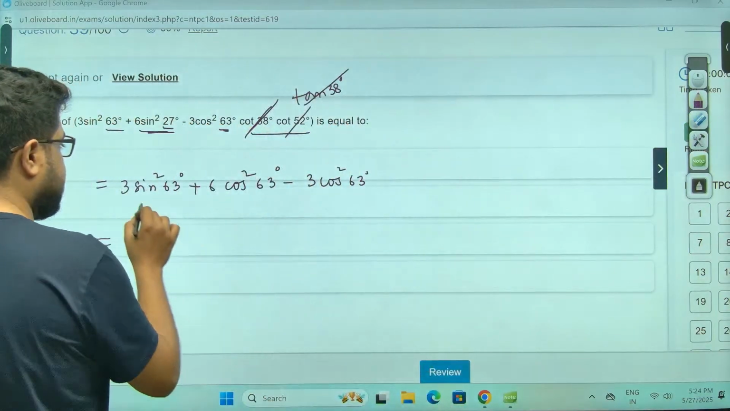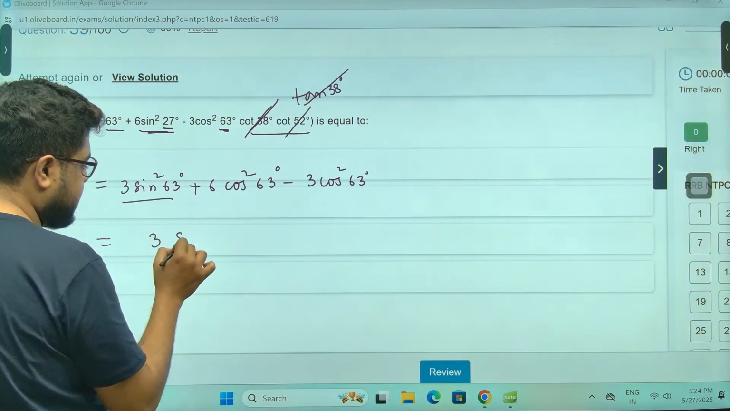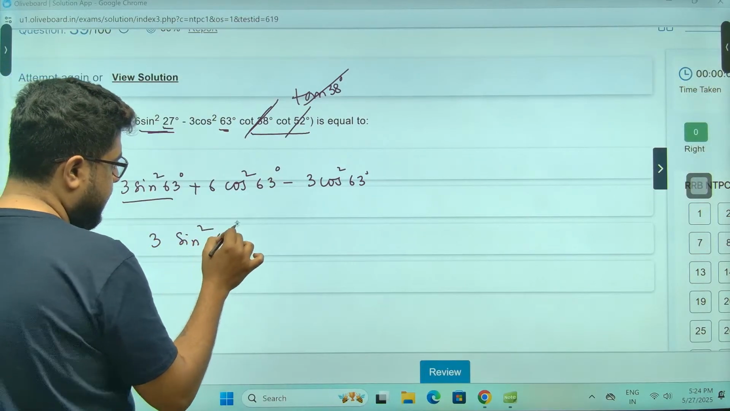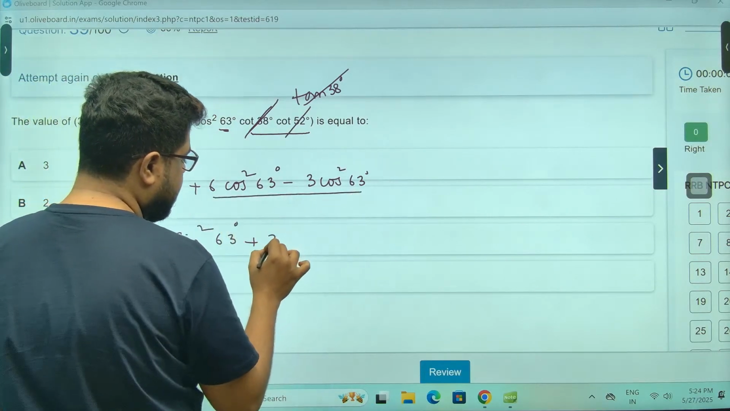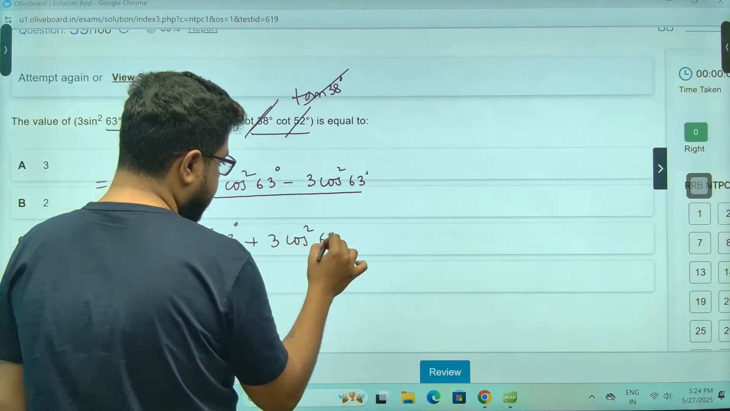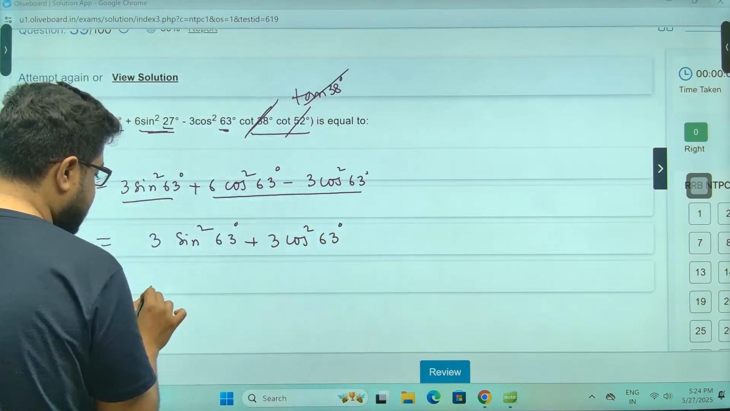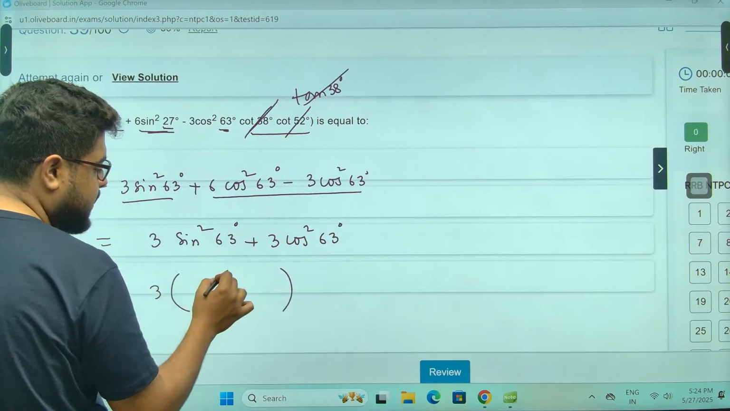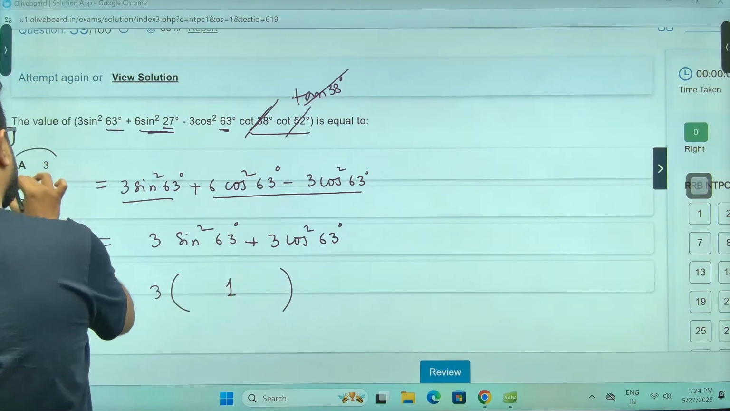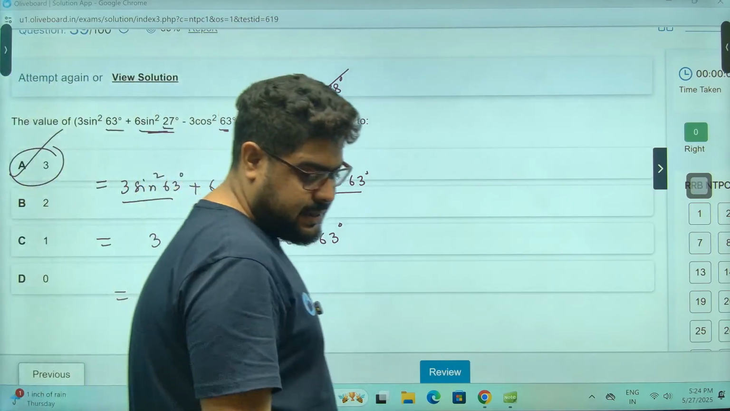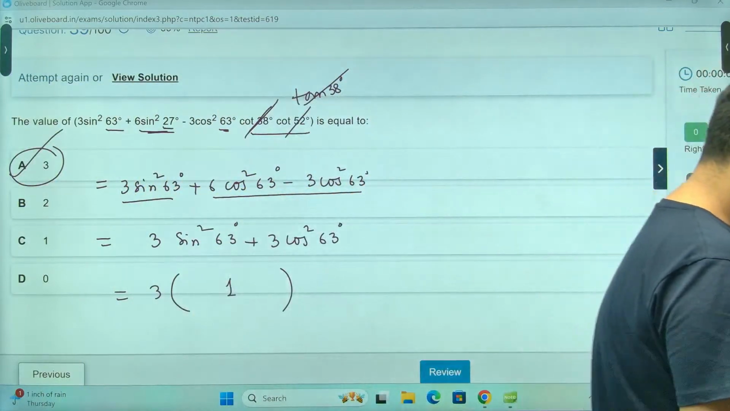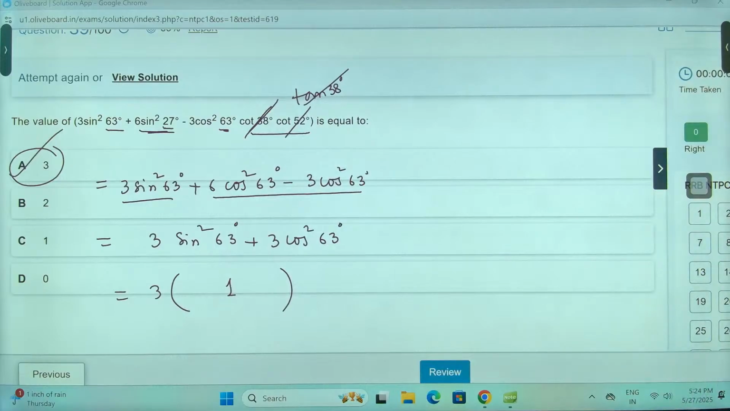Sir, 3 sin squared 63 degree plus 3 cos squared 63 degree. So the answer will be 3 into (sin squared plus cos squared), that is 1. So the answer is 3, option A. Option A, 3 is the correct answer, sir.